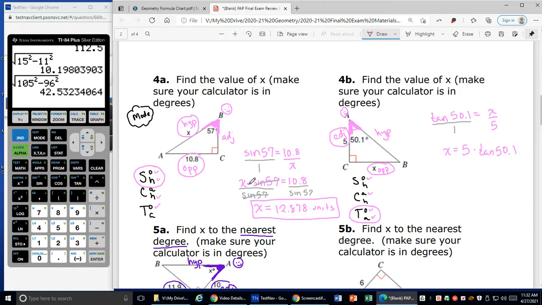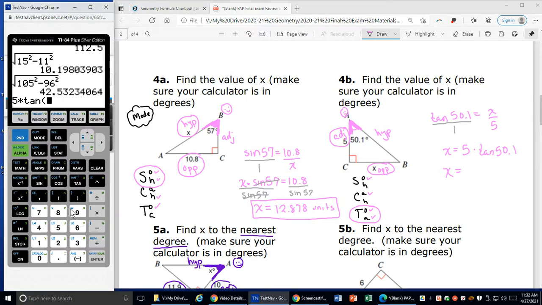Okay, now in this last example, I had x times the sine of 57. Here I've already got x equals, so I can go straight to my calculator. So the problems are similar in solving and setting up, but a little bit different in solving. 5 times the tangent of 50.1. Notice it opens up the parentheses for me, so I should close them. Put that seatbelt on. and I get 5.979, but then that's going to bump, right? So really it's 5.98.